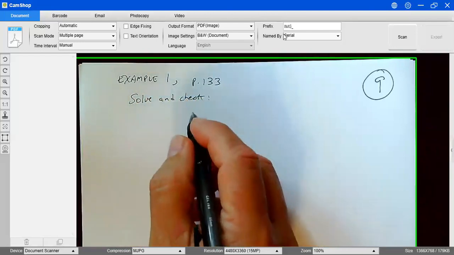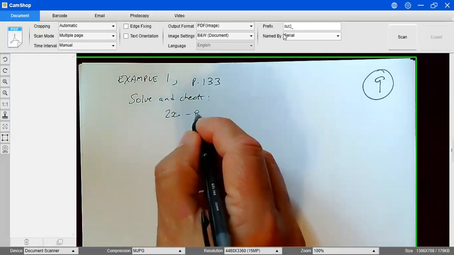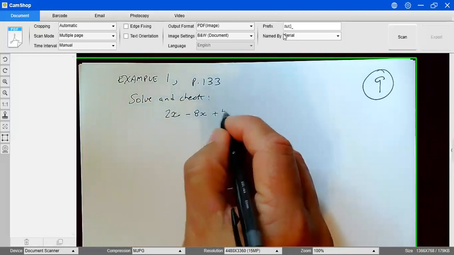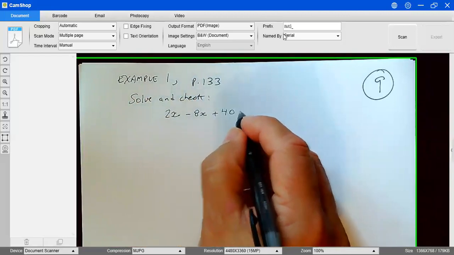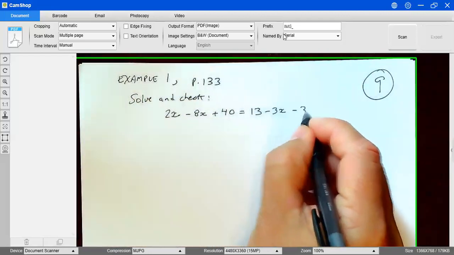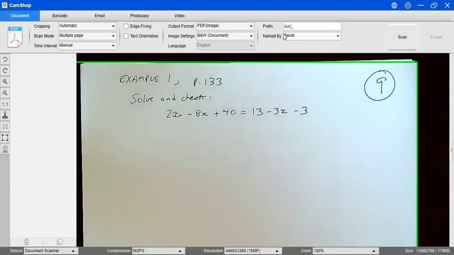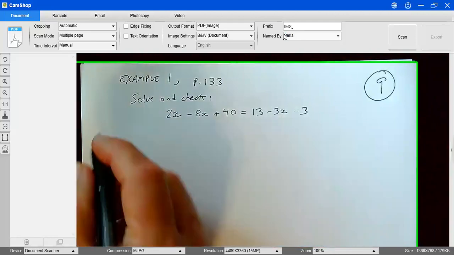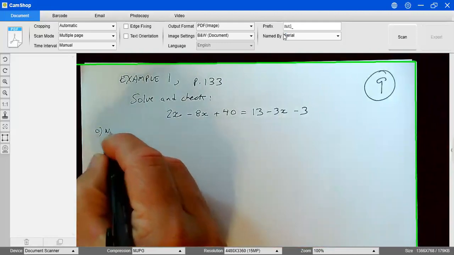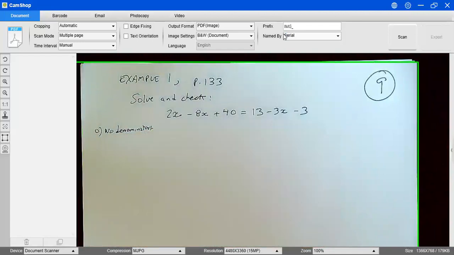What is the equation? The equation is 2x minus 8x plus 40 equals 13 minus 3x minus 3. That's our first equation. Step 0 is checking denominators. There are no denominators, so that's fine. We start right away with the first step.